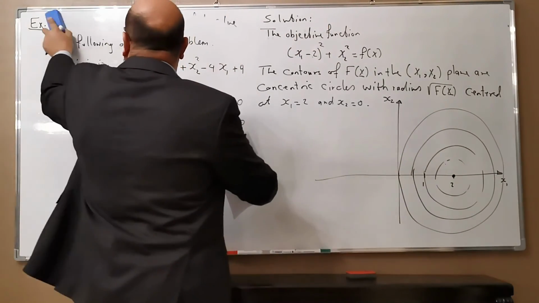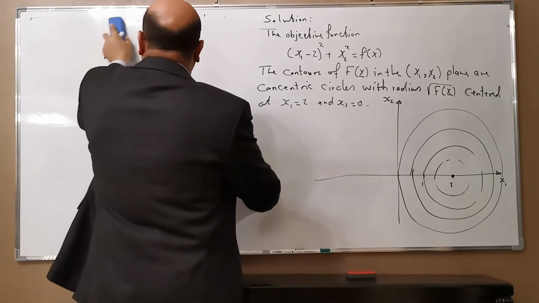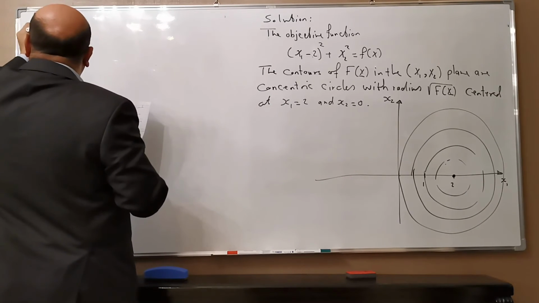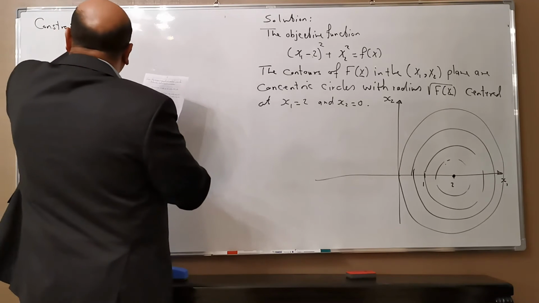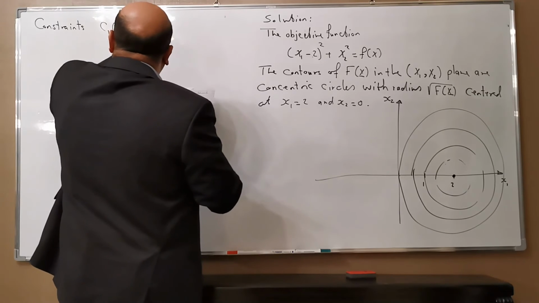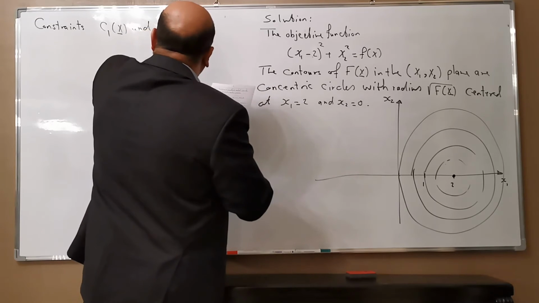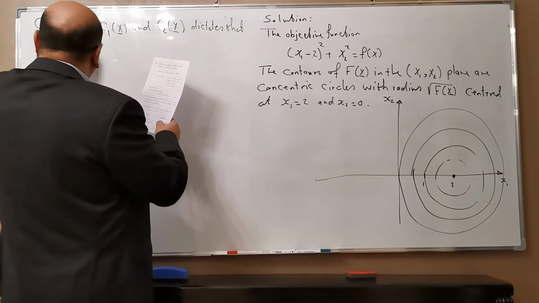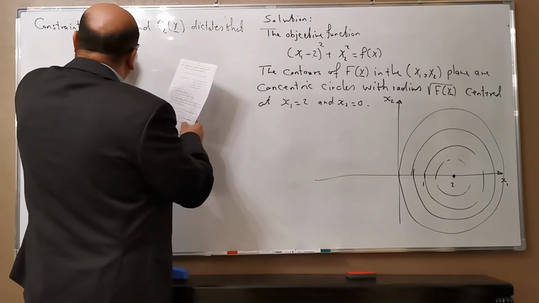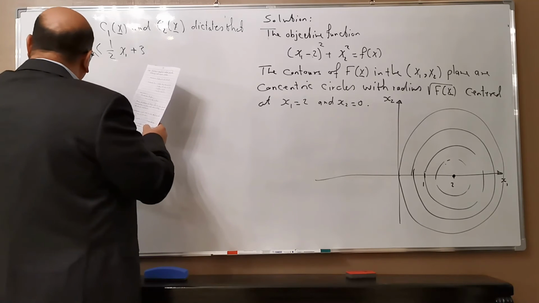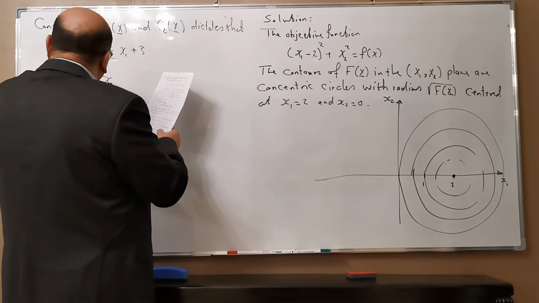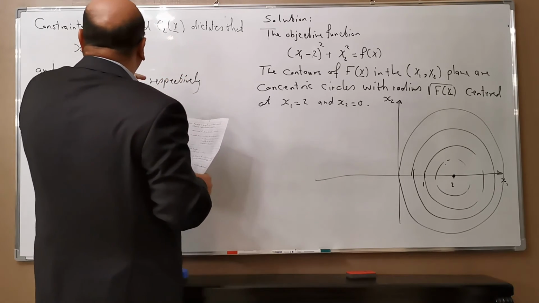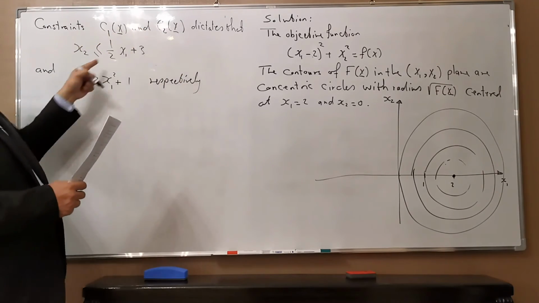Okay, let's take the other inequalities and take care of them. The constraints C1 of x and C2 of x dictate that x2 is less than 1/2 x1 plus 3, and x2 is greater than x1 squared plus 1, respectively. We mean respectively that this is for C1 of x and this one for C2 of x.